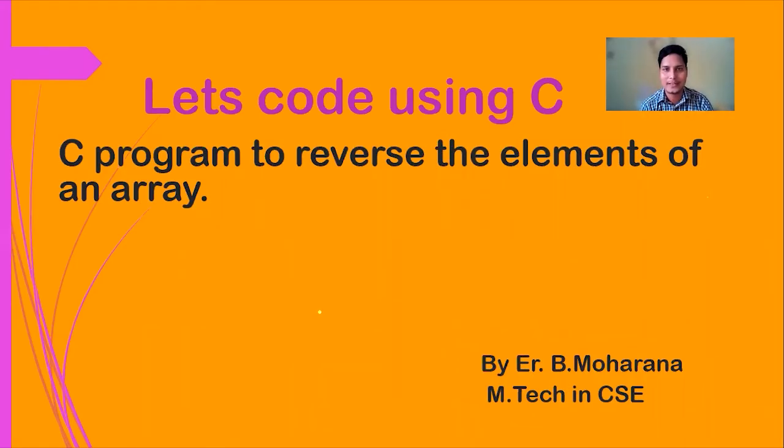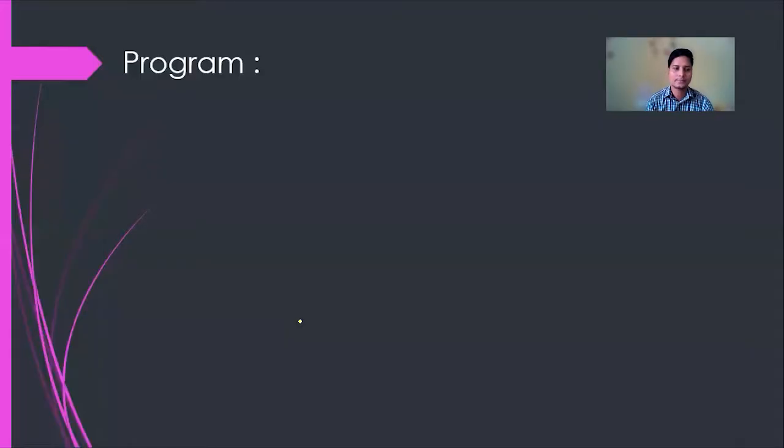Hello friends, in this video I'm going to explain how to reverse the elements of an array using a C program. So let's see by writing a program how it can be done. So I'm writing a program. First I will create an array, then I will print it, and then I will print it in reverse order.